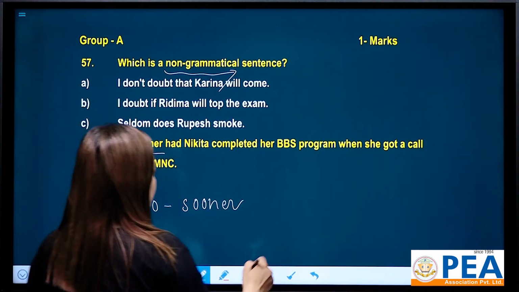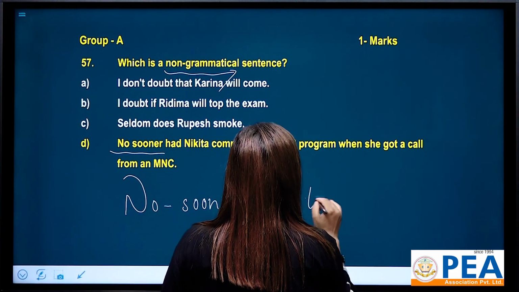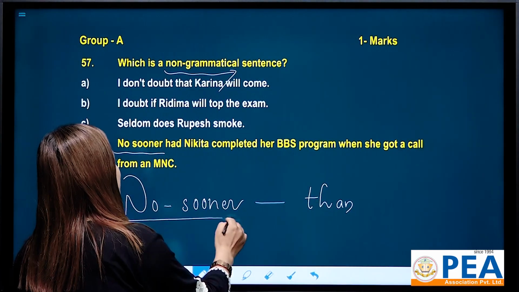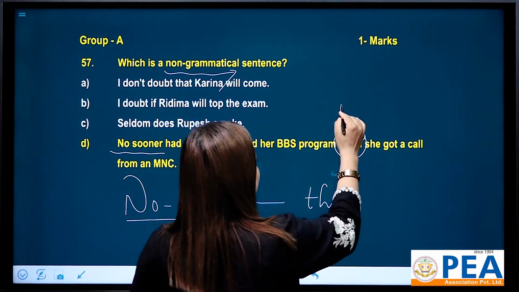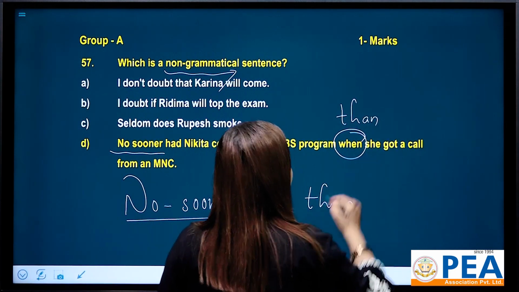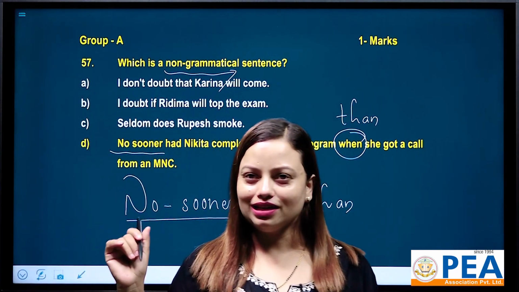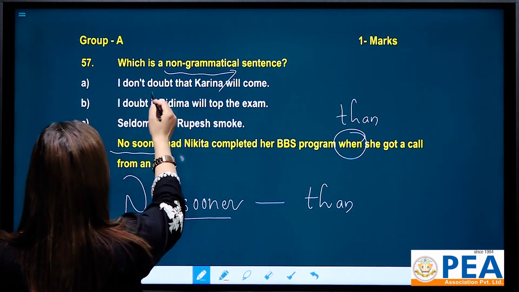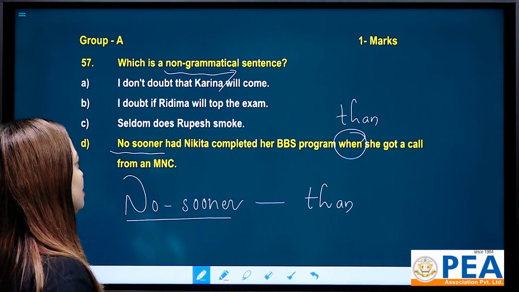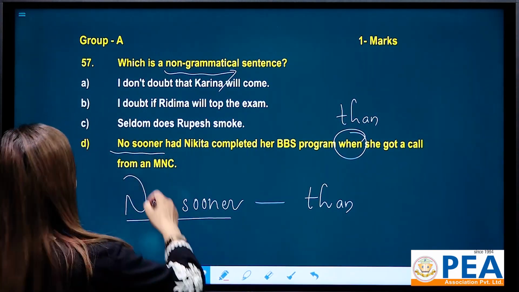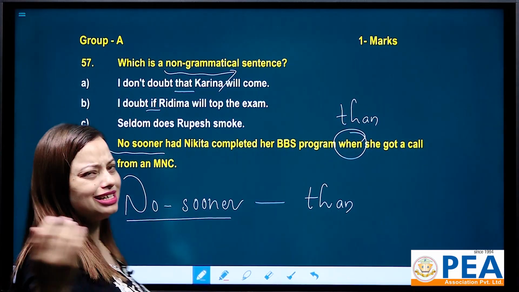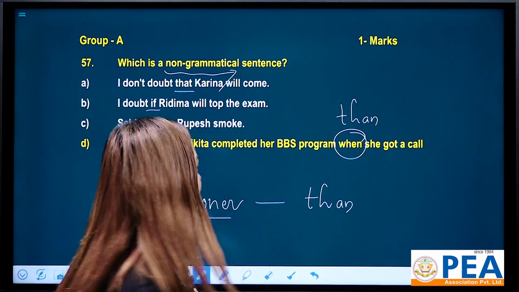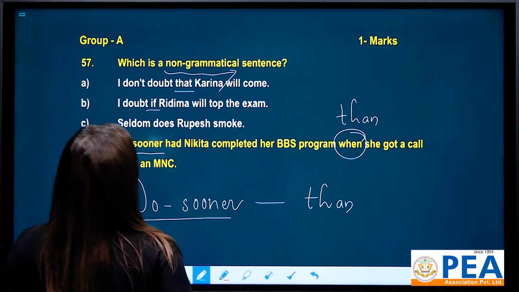Okay, no sooner, there must be TSA and then. Okay, then is followed by no sooner. In terms of when, you must write then, right? That's why this is a non-grammatical sentence. What about this? I don't doubt that Karina will come. Yeah, this is true. Okay, in terms of if, you can easily keep that. Both here, they mean the same. And I doubt if Ridhima will top the exam.